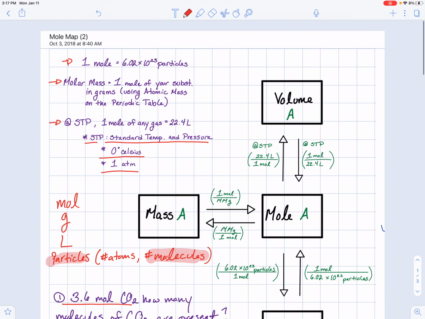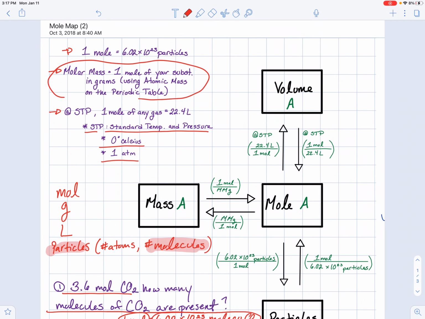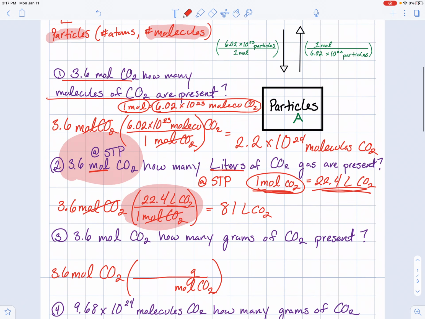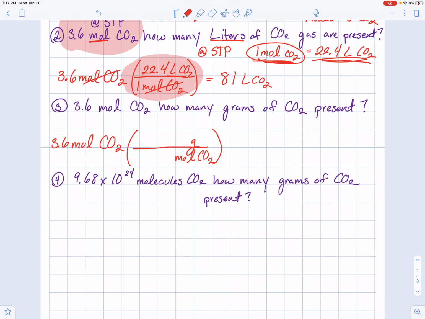So I'm going to go back up and look at this definition of the mole. And I'm going to remember that my molar mass, or 1 mole of CO2, is equivalent to its molar mass in grams. Now remember that molar mass you get from the periodic table. So I'm going to go to the periodic table and I'm going to look up carbon, and I see that 1 carbon has a mass of 12.00 grams, and that each oxygen has a mass of 16 grams.